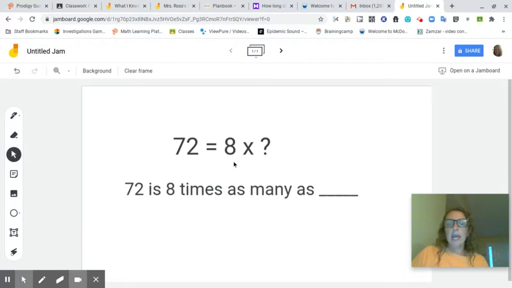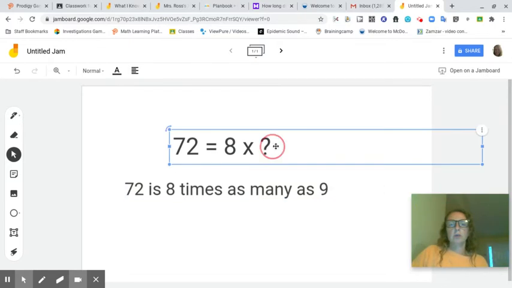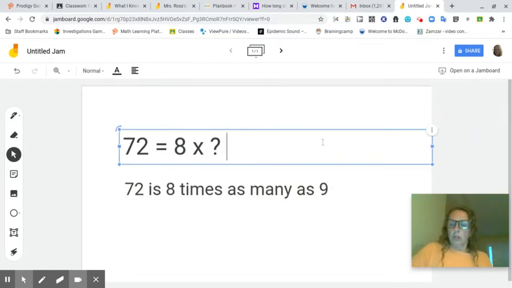So 8 times what will give me 72? If you know your facts, you should know that 8 times 9 is 72. So put that in there. And it's the same as before. You would just say 72 is 8 times as many as 9.